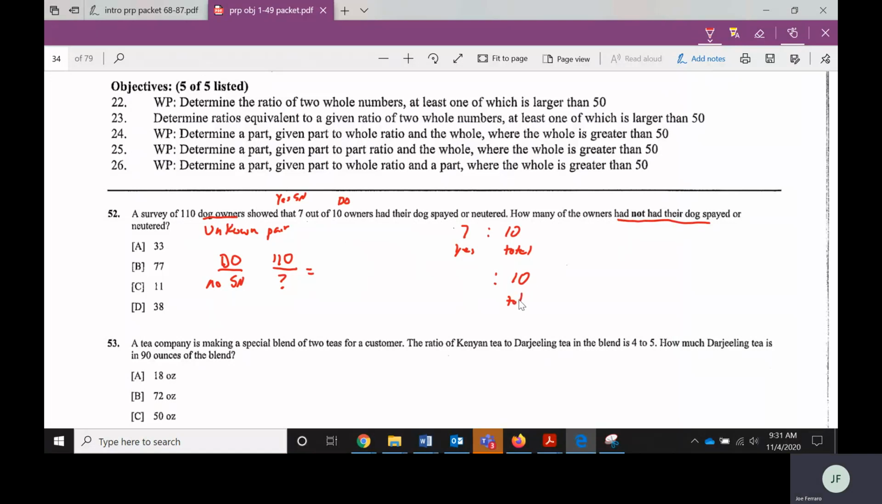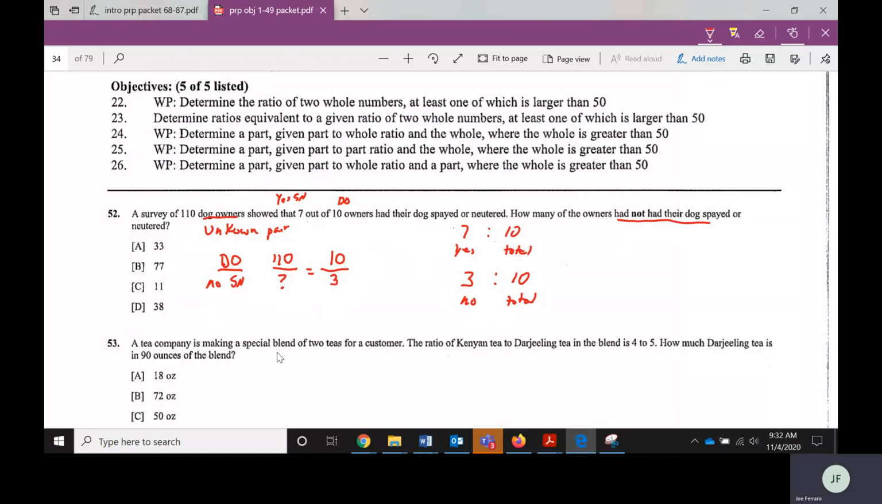If there's 10 total and 7 of them are yes, how many are no? Well, if there's only yes or no, if 7 are yes, that means 3 have to be no. Now this is what we're going to use to help us solve. Now we just have to make sure we set it up properly. We put dog owners on top, and we put not spayed or neutered on the bottom.